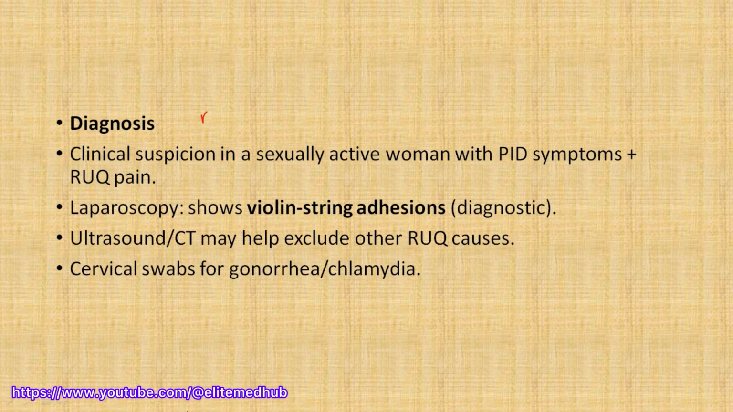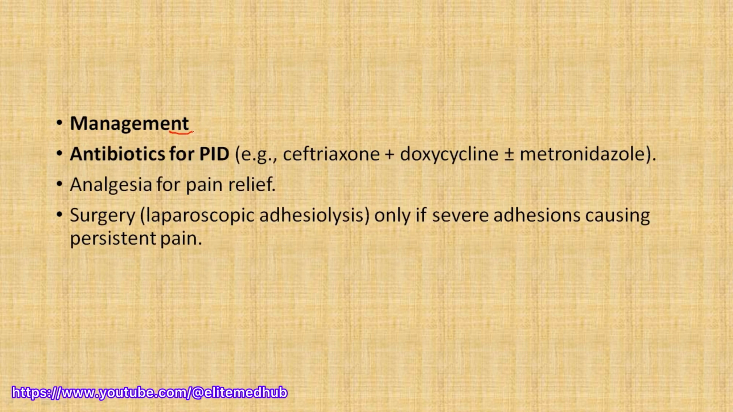You do ultrasound or CT, which may help exclude other right upper quadrant pain causes. You can do cervical swabs for gonorrhea and chlamydia. So how do you manage this?